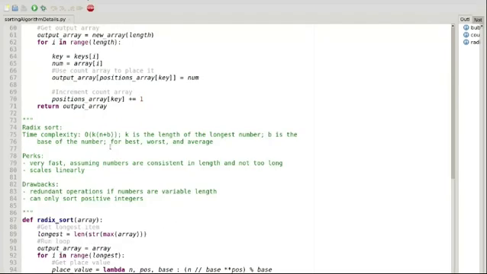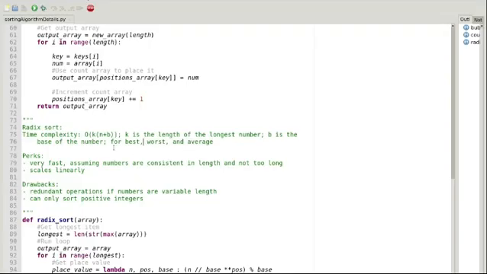Radix sort is able to solve the issue with the range by going digit by digit. Its time complexity is O of k multiplied by n plus b, k being the length of the number, and b being the base of the number. So you can think of this as being our counting sort function, except that instead of range, it's now base. And it's being called for each digit. This is also the case for the best, worst, and average.